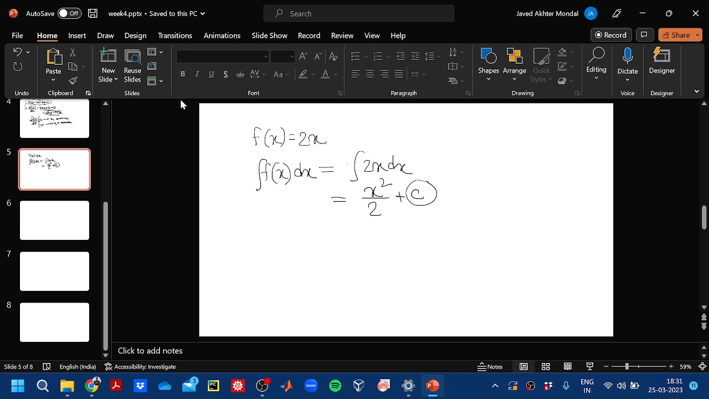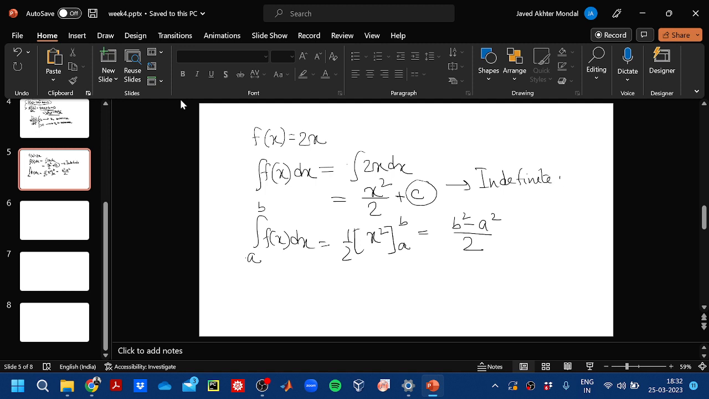So one way of doing this is to specify the limit. Suppose we have the limit specified, a to b f of x dx, then we know that it will be half x square, and the limit will be from a to b, so it will be b square minus a square by 2. So this is the value of the integral. So this is called indefinite integral, and this is called definite integral.